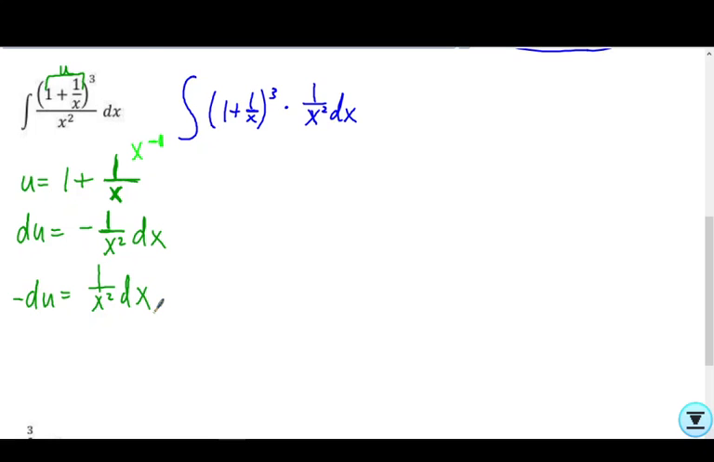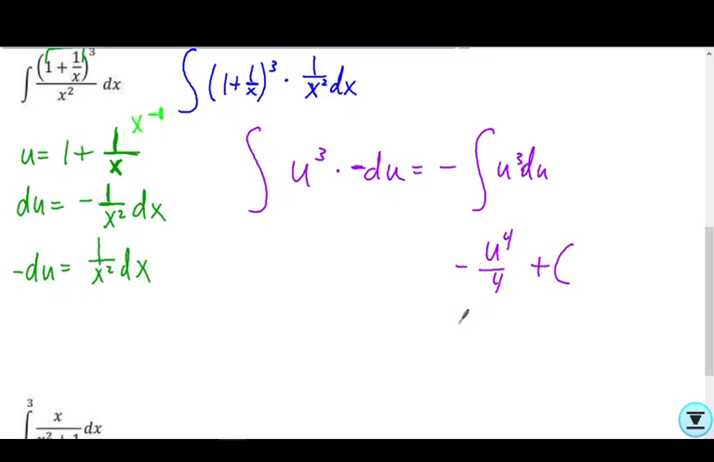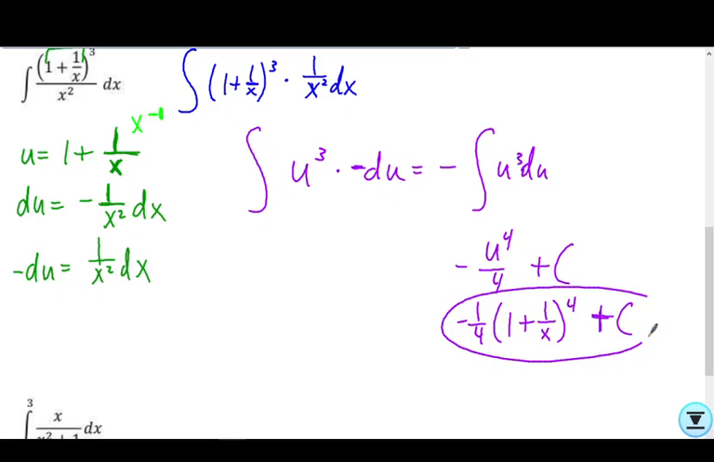dx. So, do our substitution, we get the integral, and this is u cubed times -du. So we can move that negative sign out front. So we get negative u cubed du. Take the antiderivative now, which is easy, so u to the 4th over 4, that's negative, plus c. And the last step, plugging u back in, so we get negative 1/4, 1 plus 1 over x to the 4th plus c. And that's our answer.